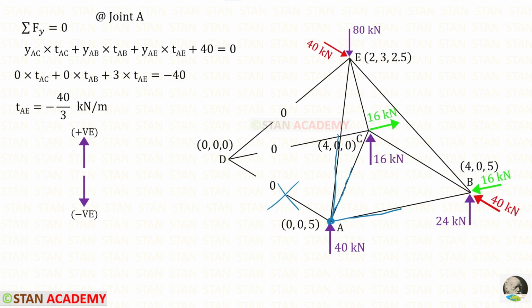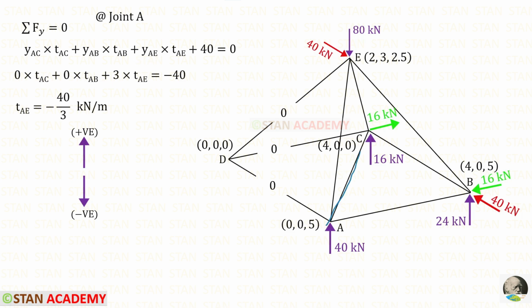Also, we have to look if there is any vertical load or reaction in the y direction. You can see that in the y direction there is a reaction 40 kilonewton. In the 2D frame analysis, we usually keep upwards as positive and downwards as negative in the y direction. Here also we can follow the same. This reaction is acting upwards, so it will be positive. The member AE is acting upwards, so it is also positive.